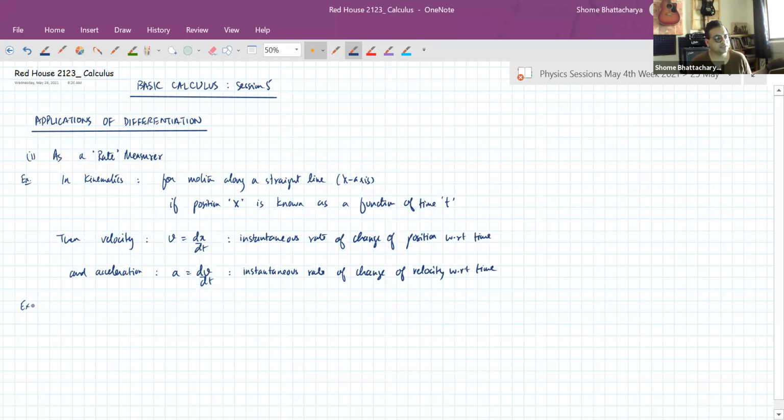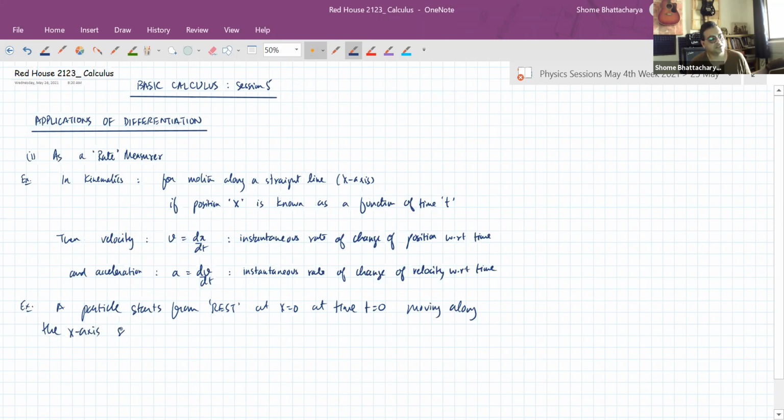So let's say we have a numerical example like this, that a particle starts from rest at x equal to 0, at time t equal to 0, moving along the x-axis such that at time t, where t is in seconds, its position x in meters is given by this relation, that x is equal to this kind of relation. Okay.